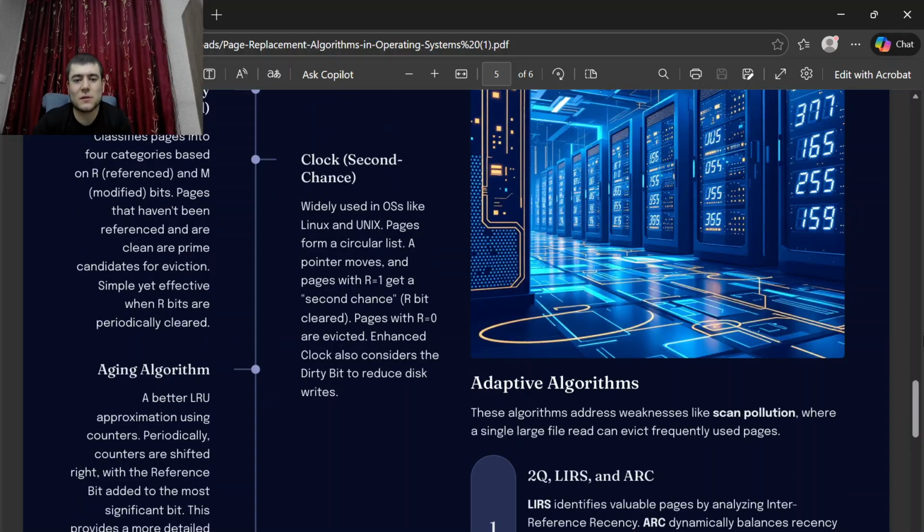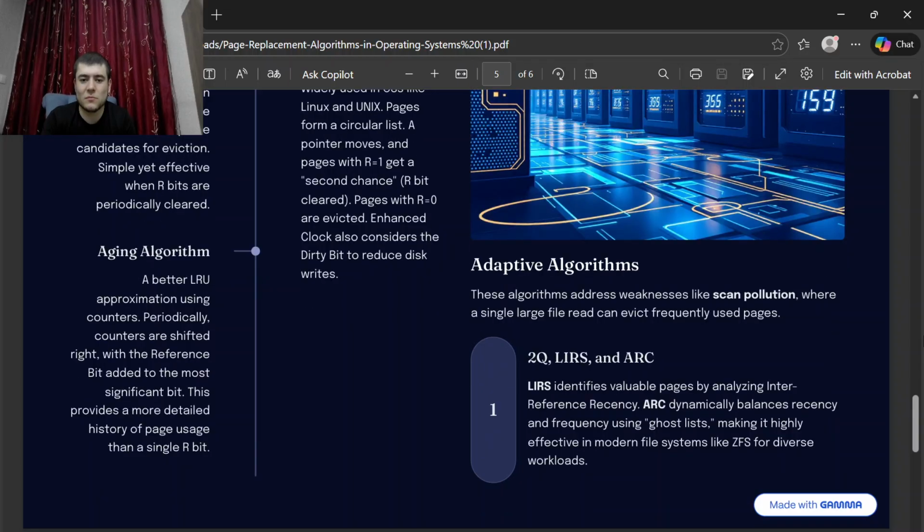Clock, or second chance, is widely used in OSes like Linux and Unix. Pages form a circular list. A pointer moves, and a page with R equal to 1 gets a second chance and its R bit is cleared. Pages with R equal to 0 are evicted. Enhanced clock also considers the dirty bit to reduce disk writes.